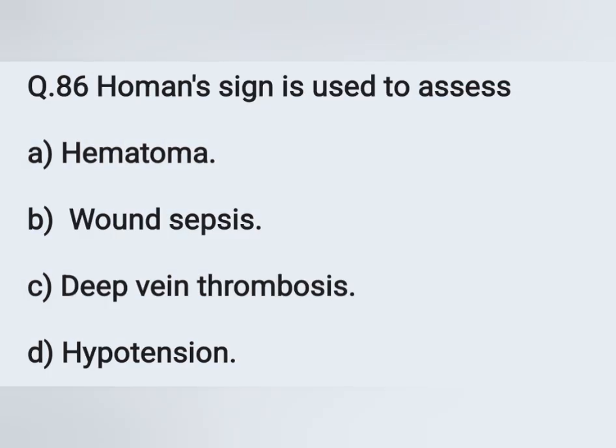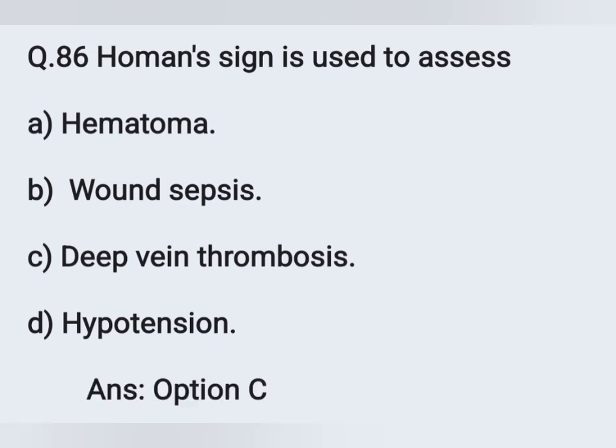And the next question, number 86. Hoffman sign is used to assess. Options: option A, hematoma. Option B, wound sepsis. Option C, deep vein thrombosis. Option D, hypotension. Hoffman sign is used to assess deep vein thrombosis. Option C is the correct answer.